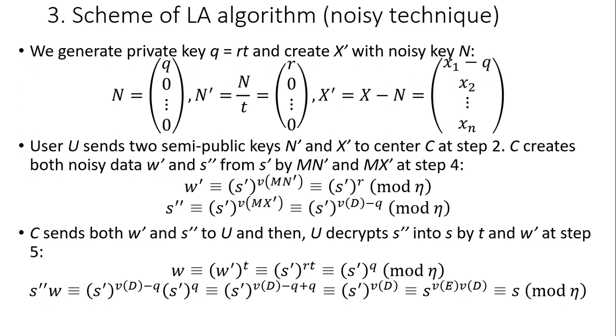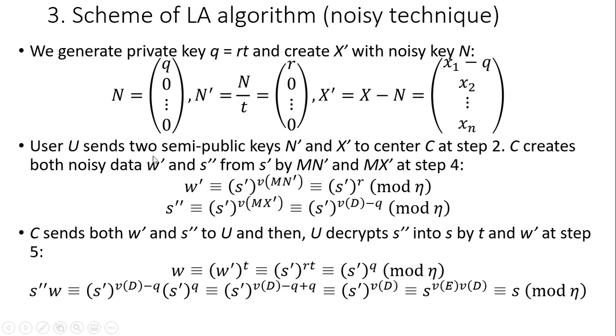The scheme of LA algorithm with noisy technique. We generate private key Q equal to R T and create S quark with noisy key N. Here, N Q00. N quark is N divided by T equal to R00. S quark equals S subtract N. Here, S1 subtract Q, S2, Sn.